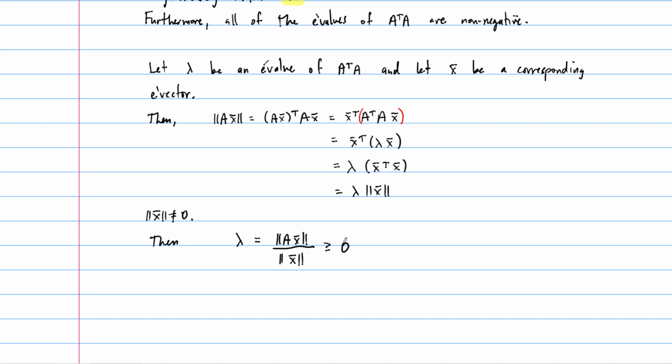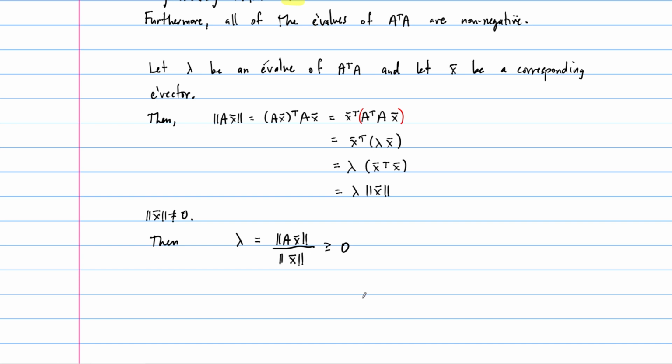So there we go. So that proves that our eigenvalues are non-negative for this matrix A transpose A. And from here, we can use this idea to define our singular values now. So now that we know that these lambdas are non-negative, we can use them to define the singular values of the matrix A.